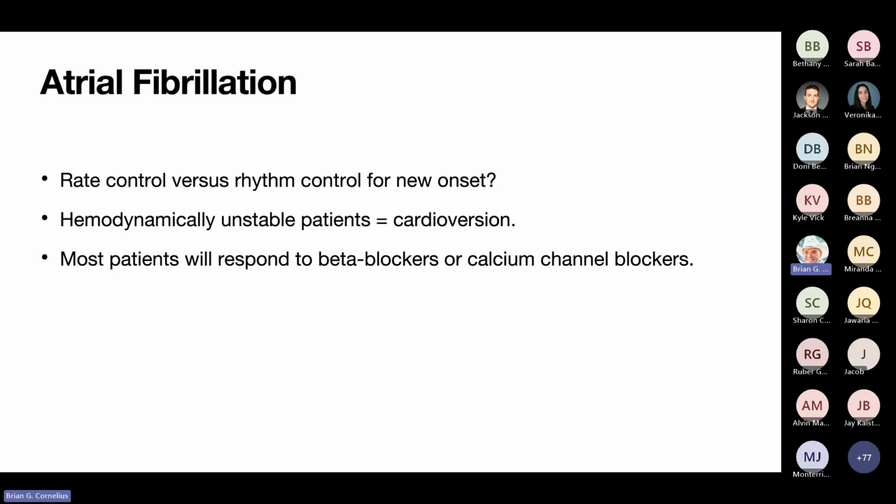As far as treatment for AFib to get rate control, usually we're going to use either beta blockers or calcium channel blockers. I think Cardizem is probably the most common agent we use, but it really depends on your comfort level. Some places still use verapamil.